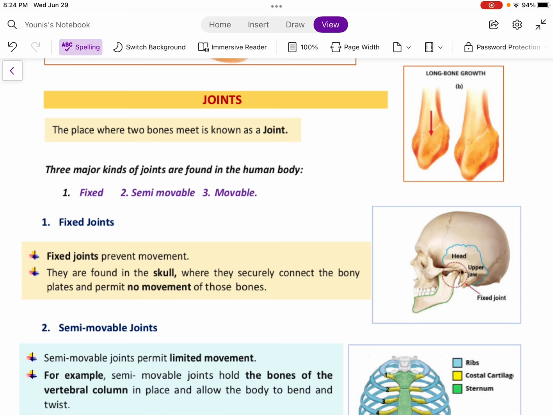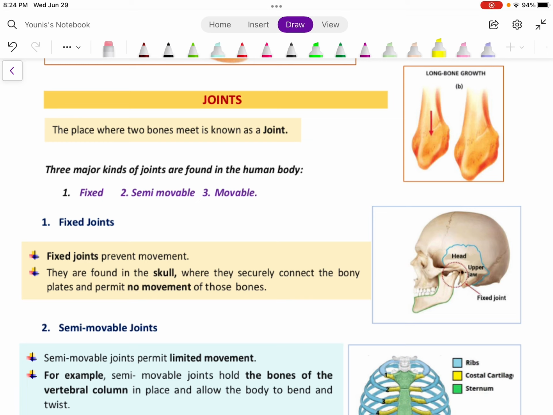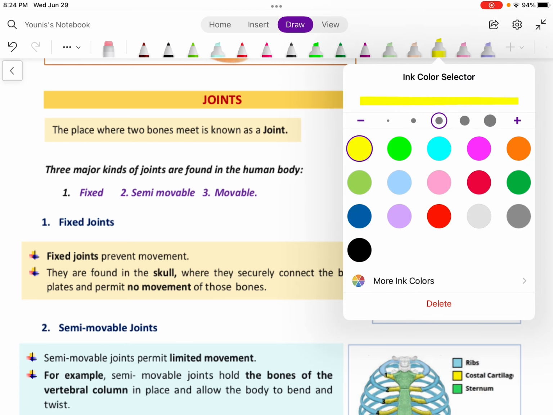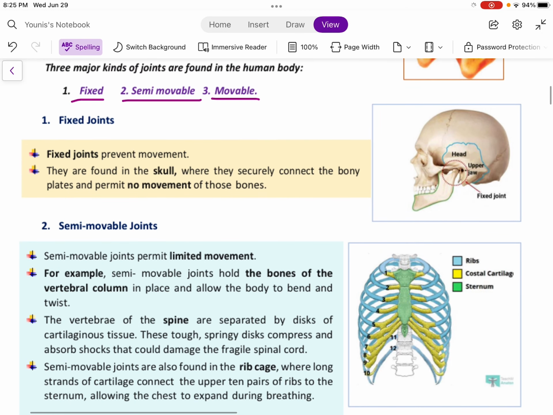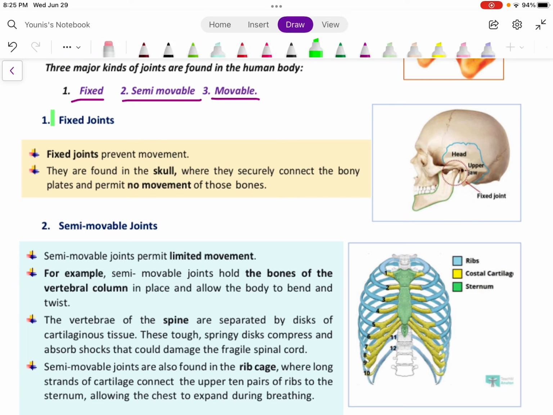Joints. Joints are another part of the skeletal system, and a joint is basically the point where two bones join or meet. That's why they are called joints, because it's a point where two bones join. Joints are of three types, students. They can be fixed joints, semi-movable joints, and movable joints, depending on the range of movement that they can provide. Fixed joints, from the name, cannot provide us with any movement, so they actually prevent movement.